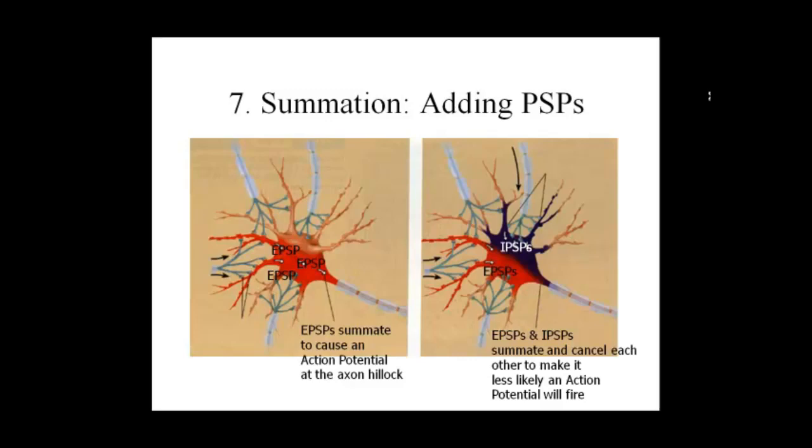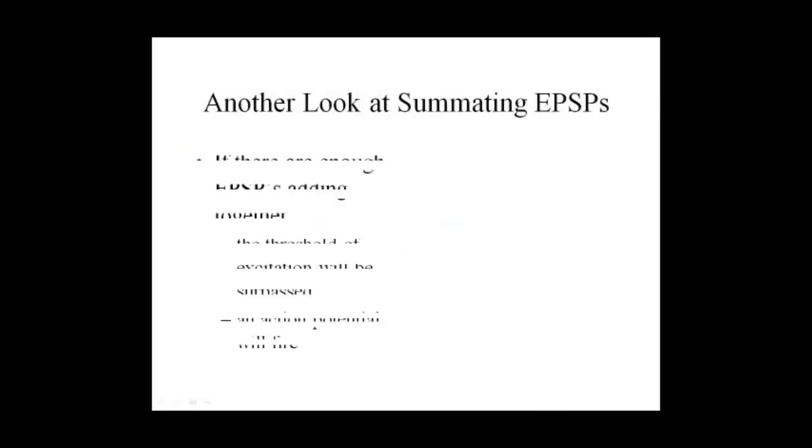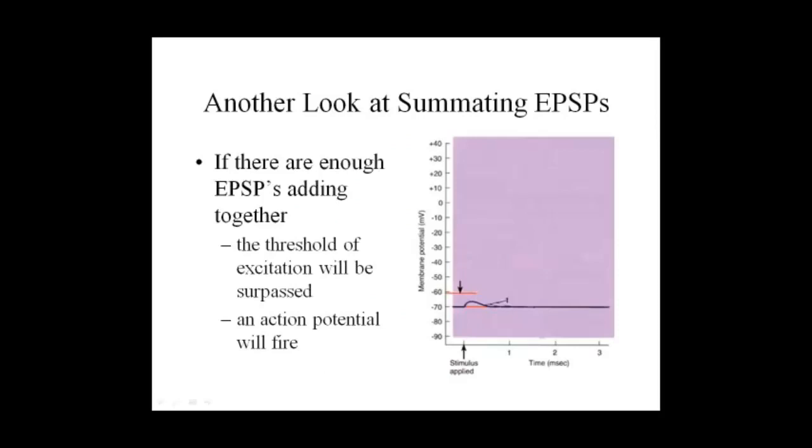Here's a different look. There's enough EPSPs adding together. We're down at our negative 70. We start adding in some EPSPs. There are enough EPSPs adding together. Okay, here comes some more great animation. Everybody ready? Okay, watch that little bubble down there. So far we have 1 EPSP. You see the little 1 down there? We're going to add in another one. Ooh, look at that. Is that enough to hit our threshold? Nope. So let's add in another one. Not quite there yet. And boom, we hit our threshold of excitation and action potential fires. So this summation is what happens between the negative 70 and the threshold of excitation.